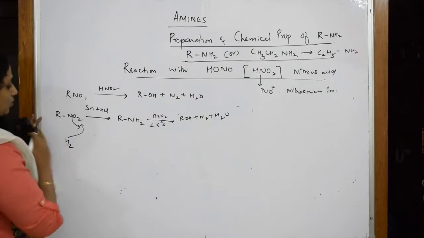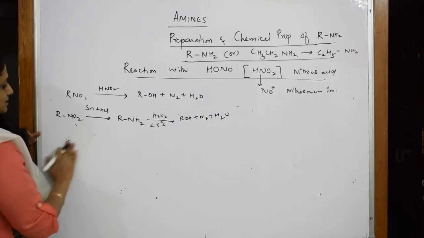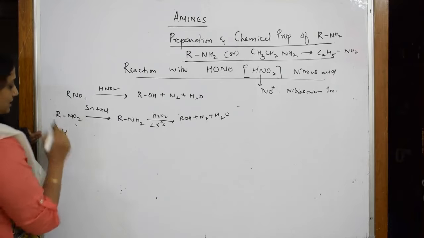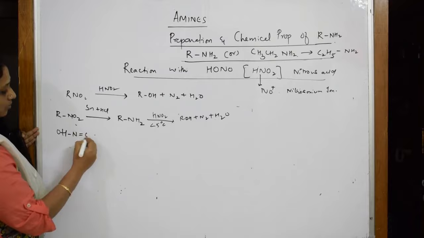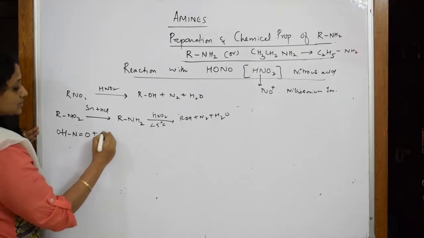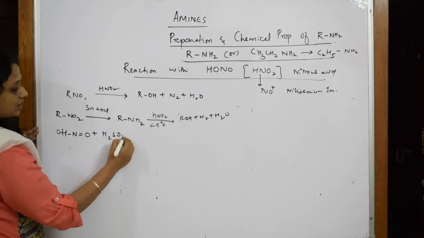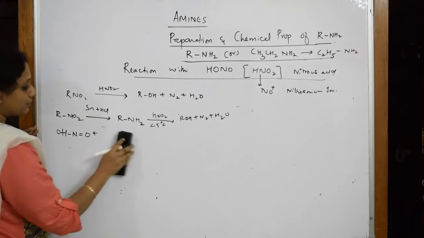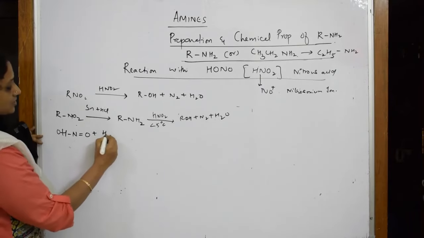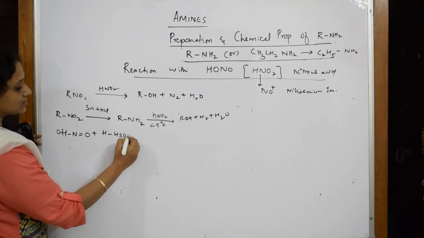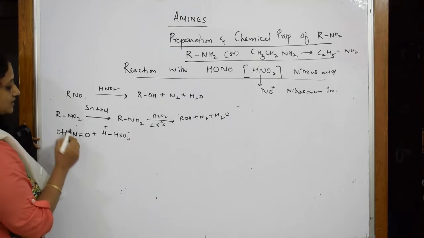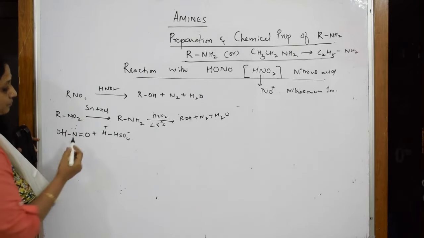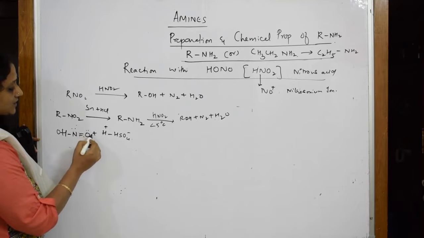in acidic medium, what happens? This nitrous acid, let me write like this: OH, N double bond O. In the presence of acidic medium, sulfuric acid. How am I writing sulfuric acid? I'm going to write sulfuric acid as H and HSO4 minus. First important thing, let us see. 1, 2, 3, 4, 5, 6, 7, 8. Done. Now 1, 2, 3, 4, 5, 6, 7, 8.